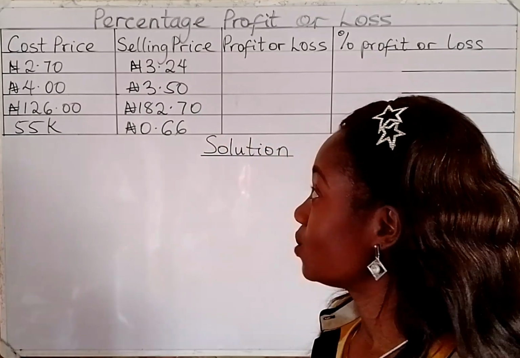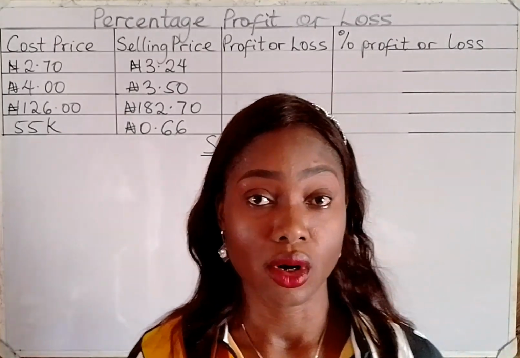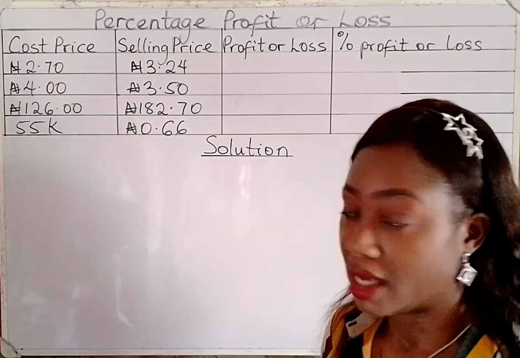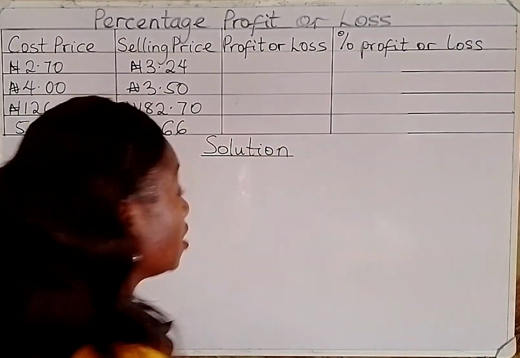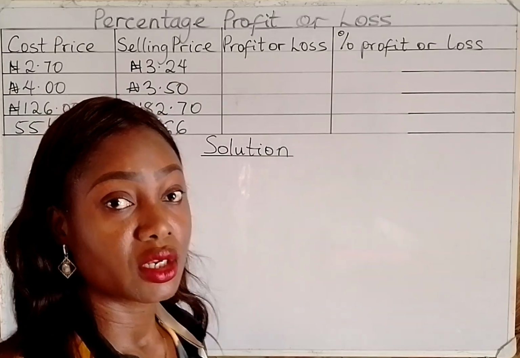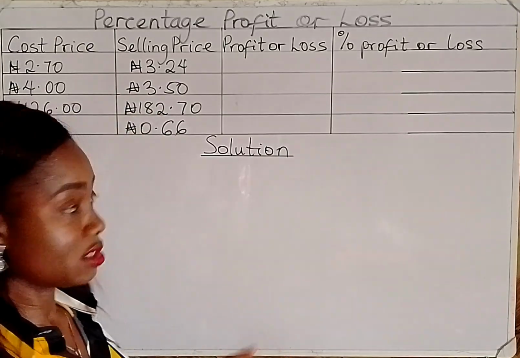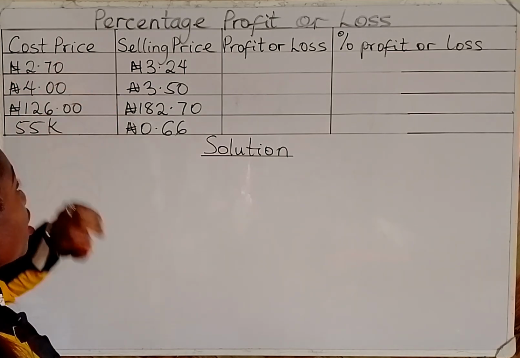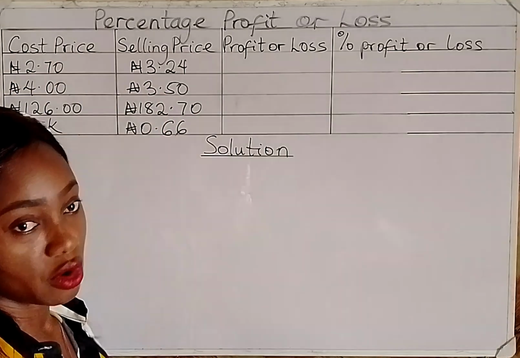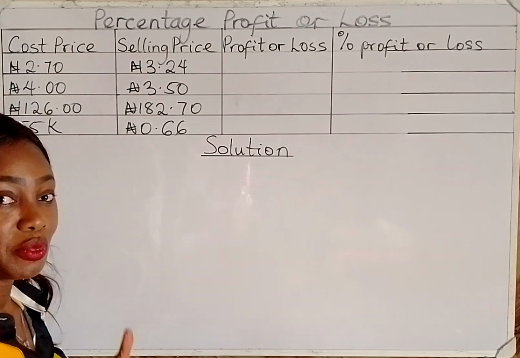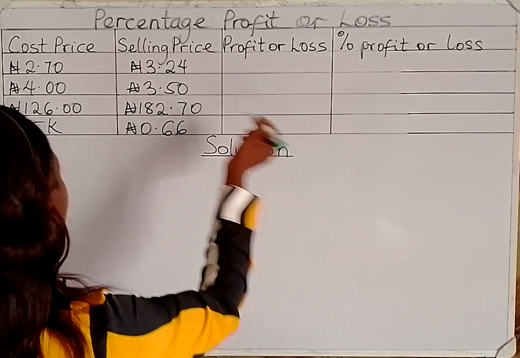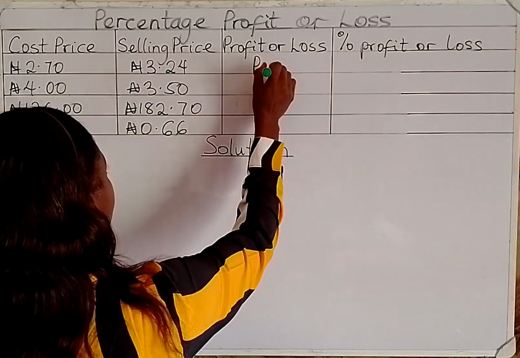Today we're going to learn about percentage of profit or loss. We have some figures on the board in the chart that has the cost price and the selling price. So we're going to determine the profit or the loss for each of these. Now, question: the cost price is 2 naira 70 kobo, and this product was sold for 3 naira 24 kobo. If the selling price is greater than the cost price, that means it's a profit, right? So we classify this as what? Profit.